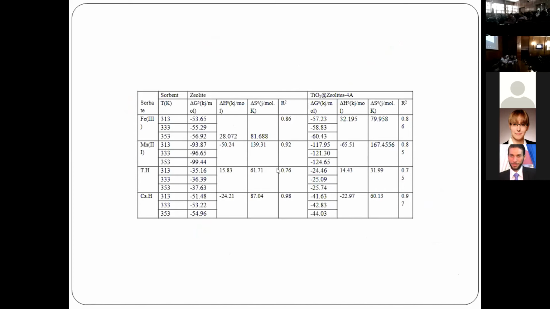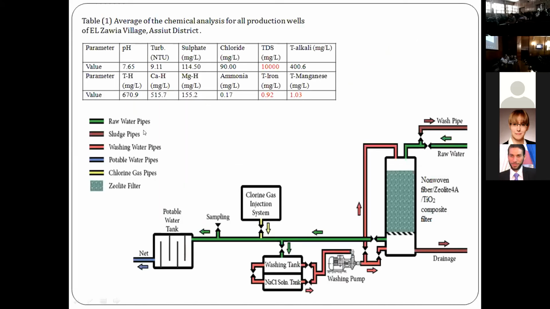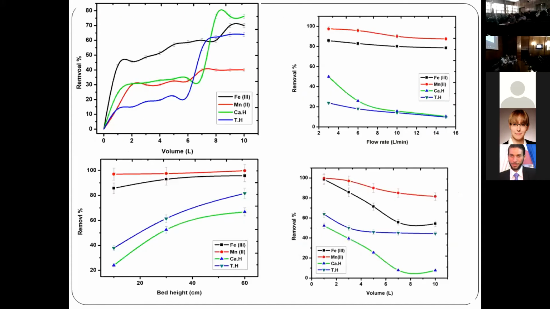This is the zwitterionic system. We took a real sample from Zawiya village, one of the villages facing these problems and having high salinity and a high concentration of iron and manganese, using our column system at semi-pilot scale with certain diameter, flow rate, and bed height. The result shows that the removal of iron and calcium is superior, with the volume of treated water reaching 10 times the volume of the prepared material, and it is very high compared to the commercial one in our country.